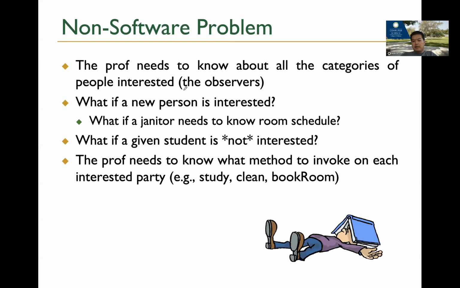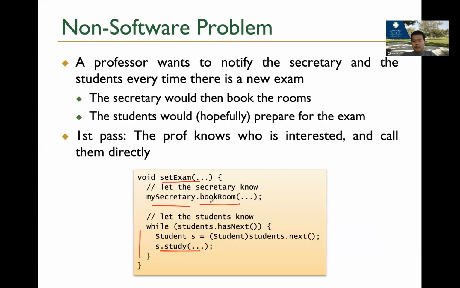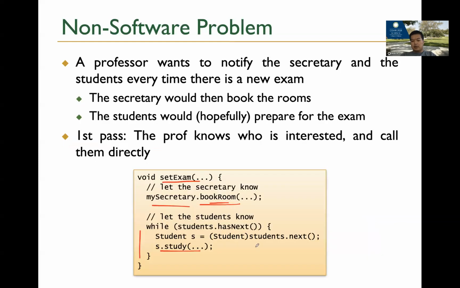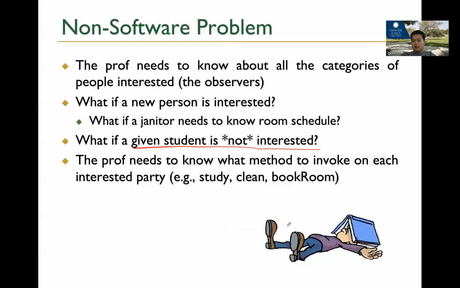And also, same as in the composite pattern example, some of these methods are different. Students need to study, and the secretary does book room, and who knows what other methods we will need for different parties. And also, not everyone will be interested in this. Some of you might be interested in preparing for the exam. Some of you already know it, so you don't need to do it. Or some people just don't like it and don't want to receive that notification, probably. But this code doesn't do that. It just gives everyone the same notification.